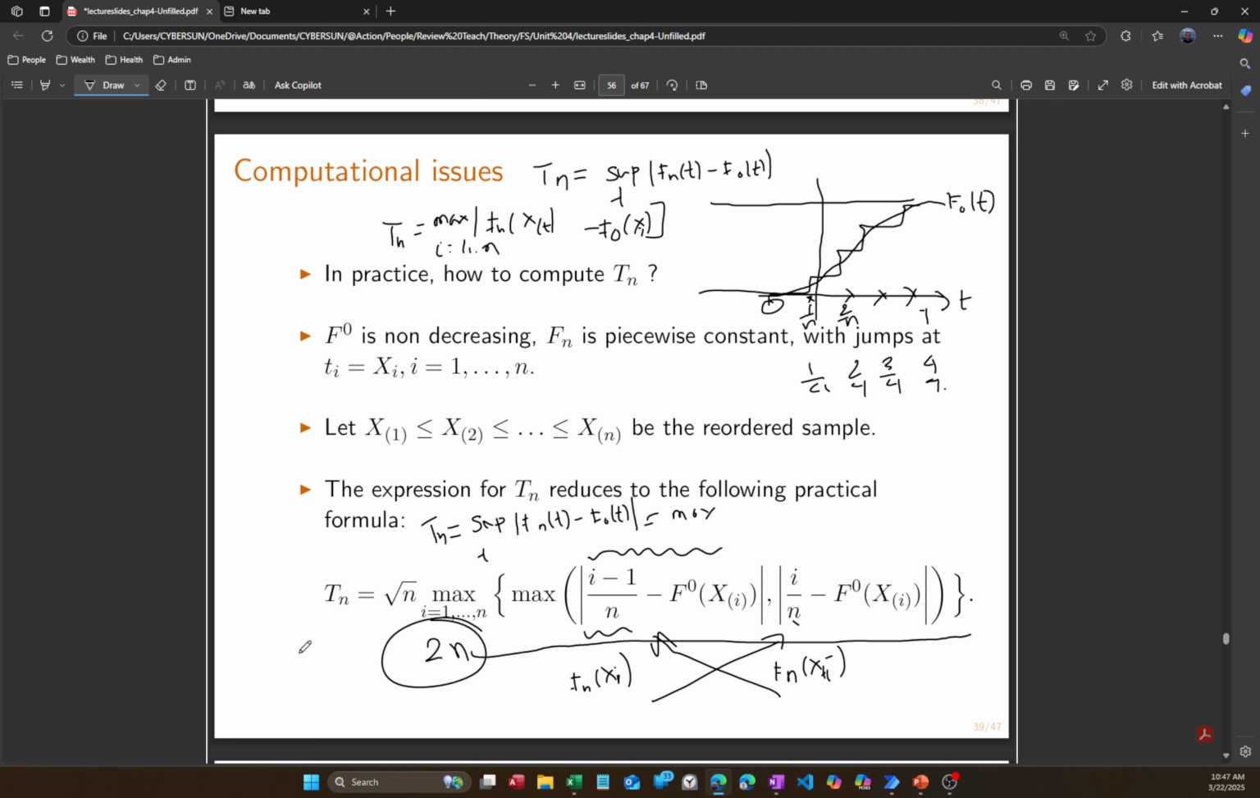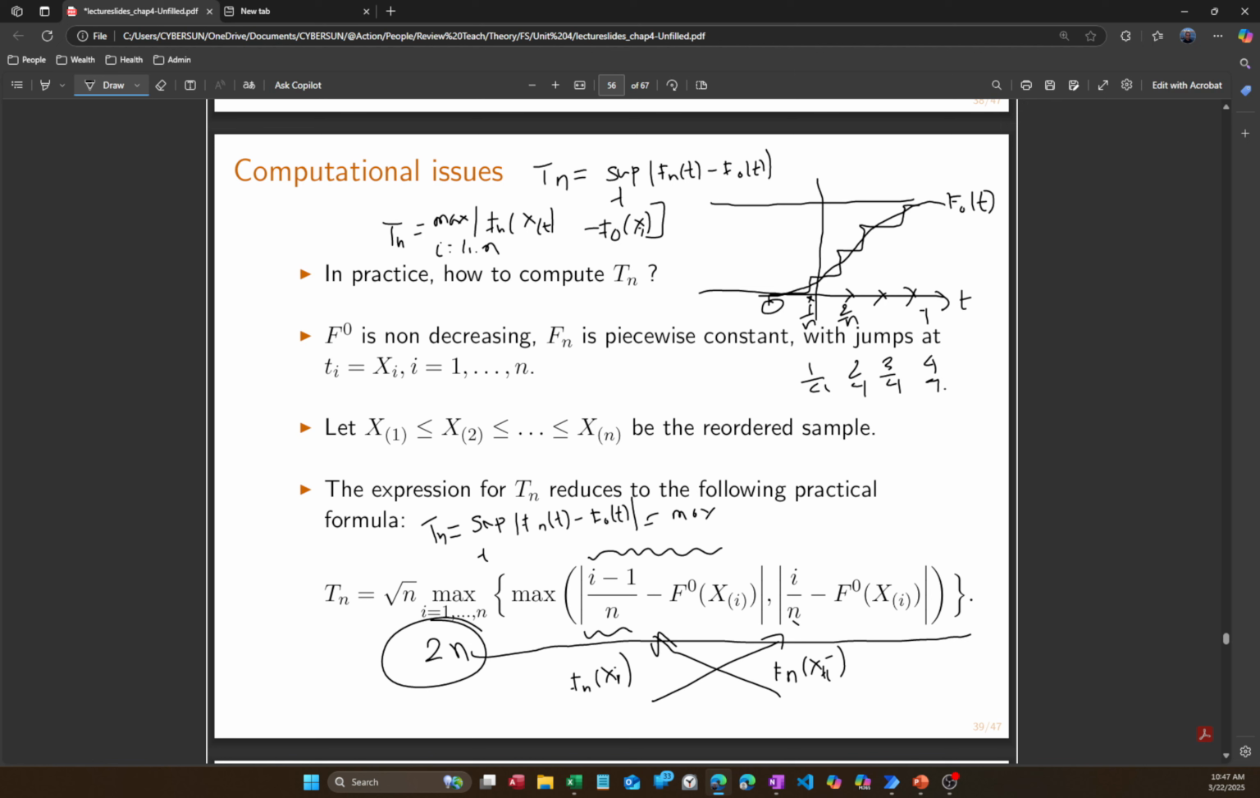And how is it related to the Brownian bridge? Tn corresponds to the supremum of a Brownian bridge, which has a known probability density function. Precomputed critical values of the supremum can be used in hypothesis testing.